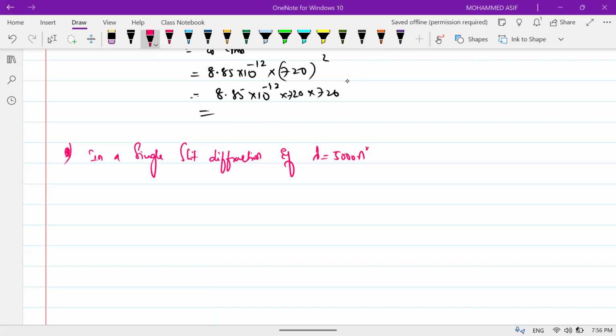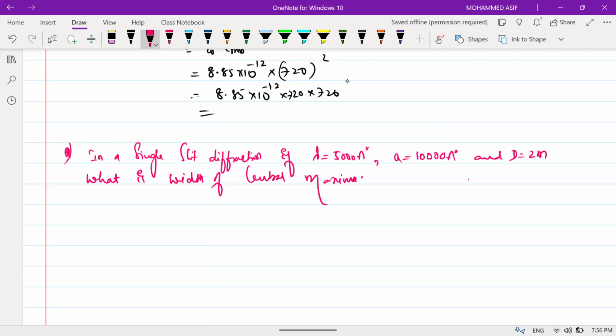Okay. In a single slit diffraction, if lambda is equal to 5000 angstroms, a is equal to 10,000 angstroms, and capital D is equal to 2 meters. The question is, what is the width of the central maximum? This is a single slit, so this will be equal to a, and this will be equal to capital D.